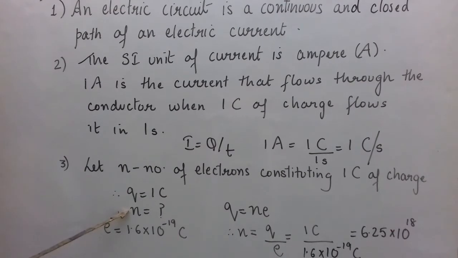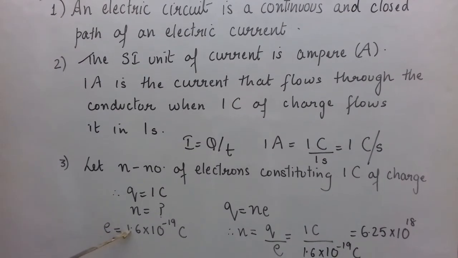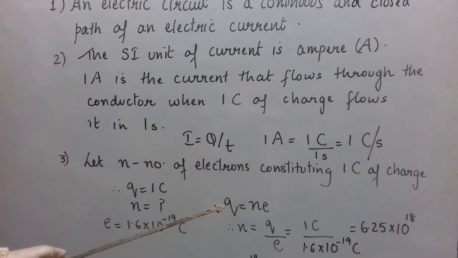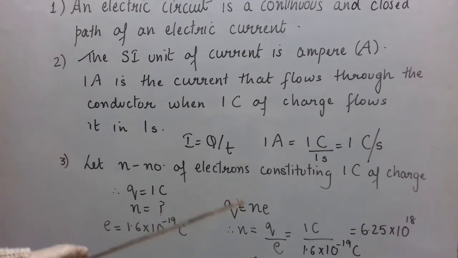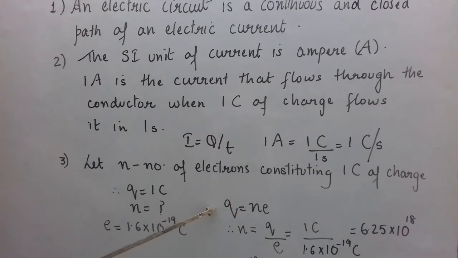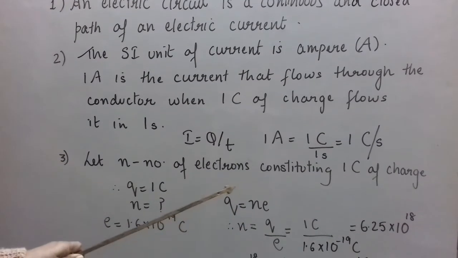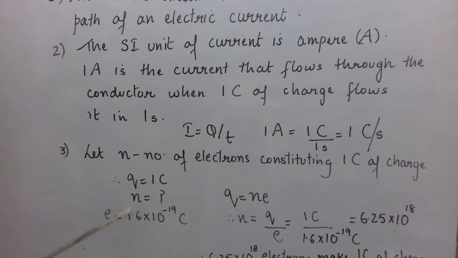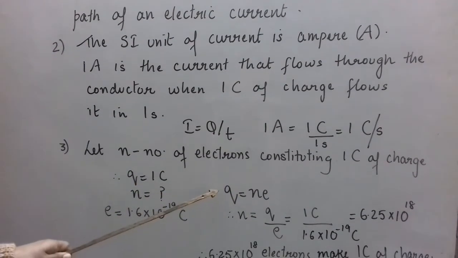For this, you should know the charge of 1 electron, and that is generally represented by small letter e, and we know that e is equal to 1.6 into 10 raised to minus 19 coulombs. Now, if e is the charge of 1 electron and N is the number of electrons, then Ne will be this Q. It means Q is the total charge of N electrons. So here we have Q as 1 coulomb, e is this, and you are supposed to find N.